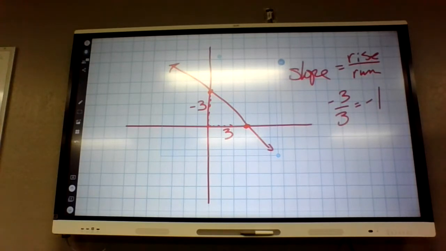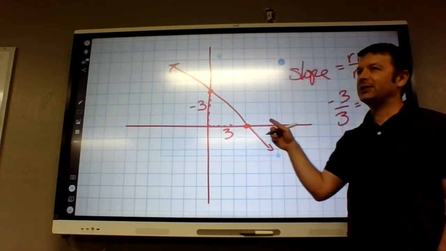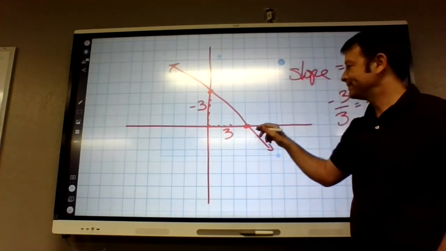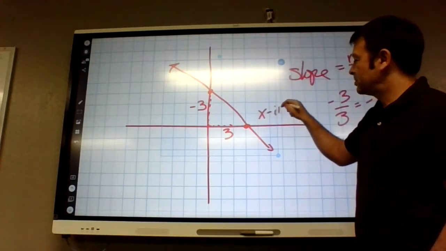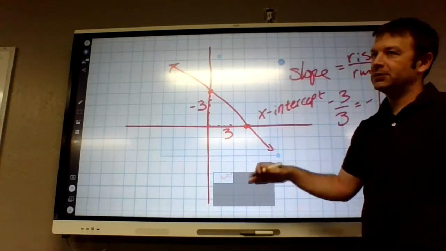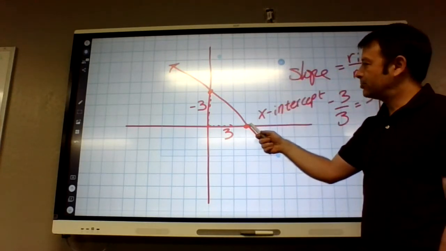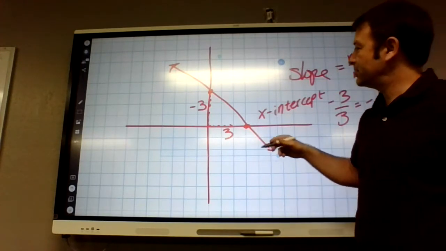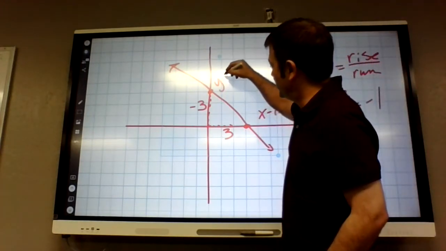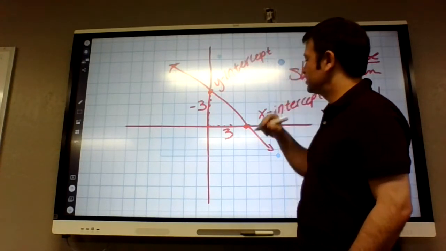So -1 slope. Okay. Do you guys know what these points are called where the line hits the x-axis and y-axis? Called the x-intercepts, for where it hits the x-axis. Intercept, you know, like a missile intercepts the plane, blows it up. It's where it hits at. This would be the y-intercept, where it crosses the y-axis.